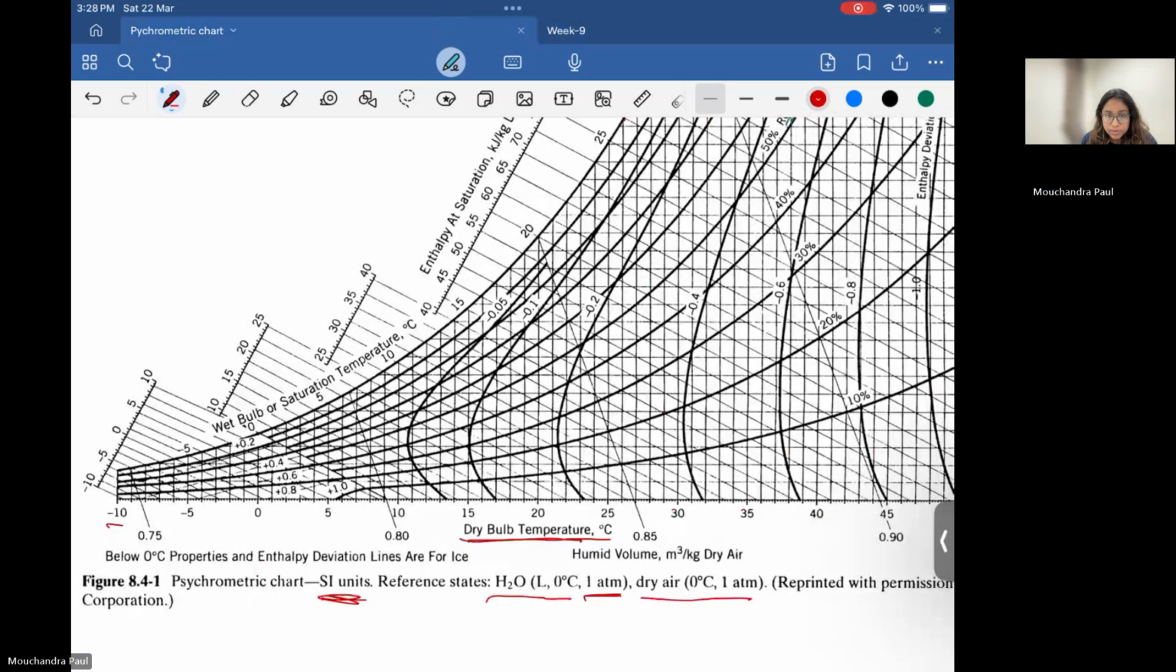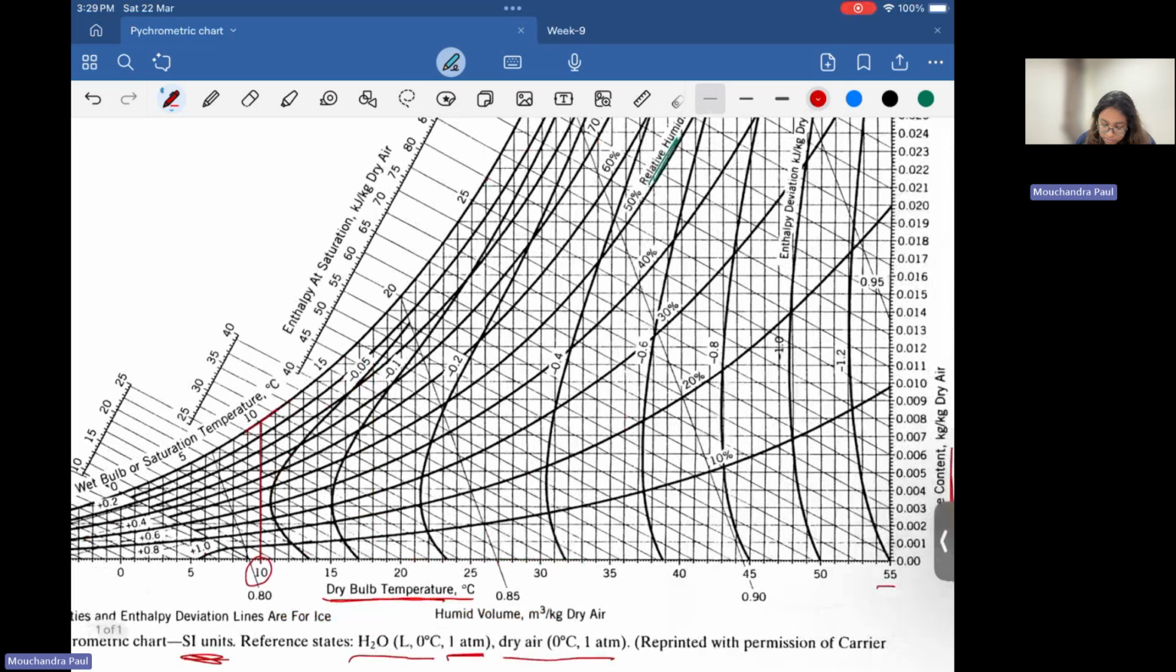So suppose you are given a dry bulb temperature of 10 degrees Celsius and you are asked to find the dew point, how will you find it? You have to draw a vertical line from here till the 100% relative humidity curve, which is the last line, this line. And you would see that for this example it comes to be 10 only.